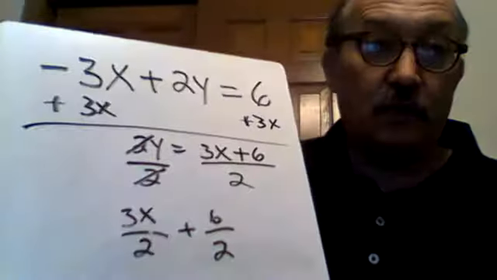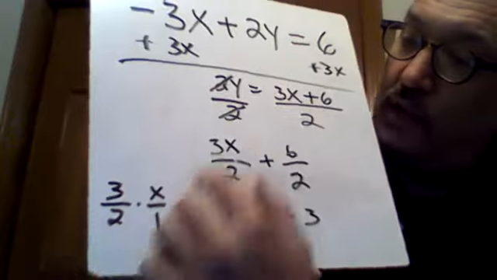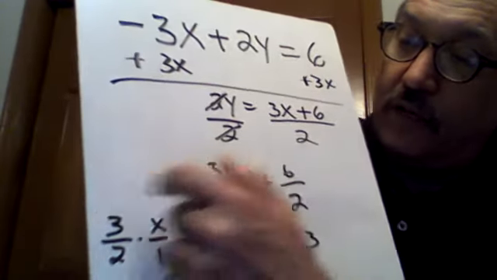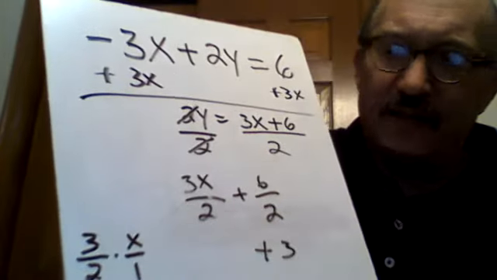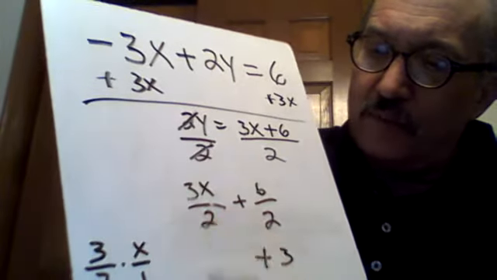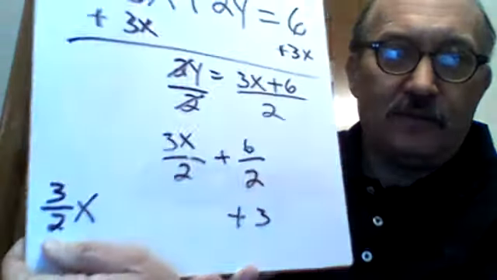And here's why. The x can be thought of as x over 1, right? 3 over 2 times x over 1. If you take 3 over 2 times x over 1, you'll have 3x over 2, right? 3 times x and 2 times 1. But what's x over 1? It's x, right? So 3 halves times x over 1 is the same as 3 halves times x, which is what I wrote earlier. Okay?